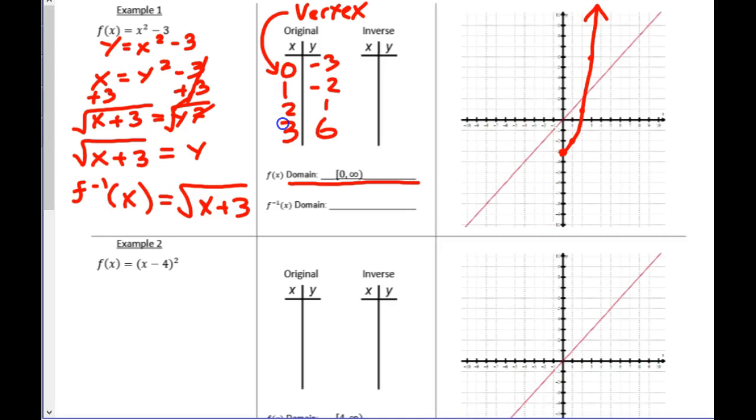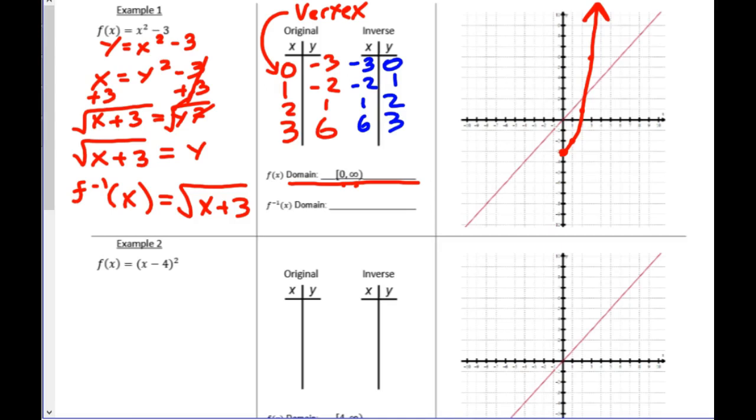So let's flip it. Does everyone see that the domain is correct? It goes from 0 to infinity. It starts at 0 and it goes to the right forever. So when we do our inverse, we're going to see on the graph what's the domain. So what's my new table going to be? What goes first? Negative 3, 0. Negative 2, 1. 1, 2. And 6, 3. Now plot those points, and it should look reflected across the diagonal line y equals x.